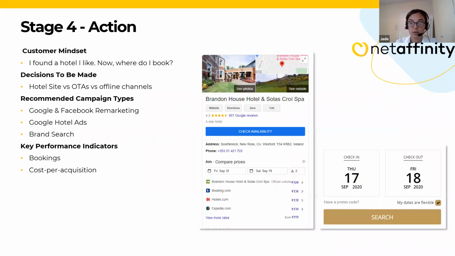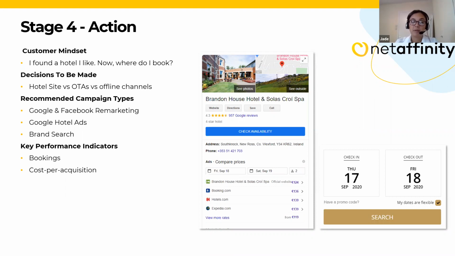So what is the customer mindset at this stage? So I am Bob again. I found a hotel that I like. Now, where do I book? A decision has to be made. Should they book directly with yourself on your official website, or should they book through the OTAs, Booking.com, Trivago, Expedia, or should they ring you on offline channels?